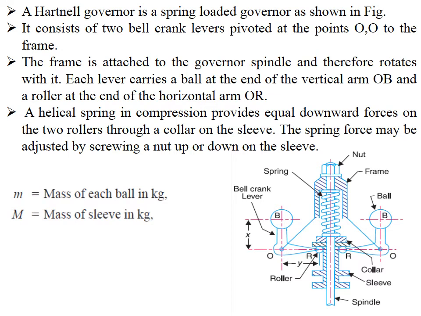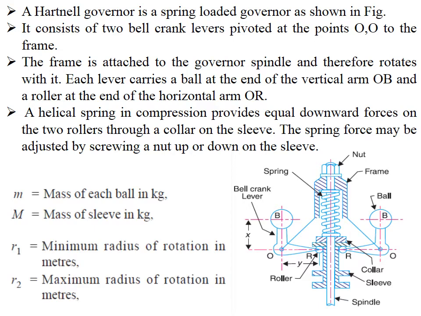So what do you mean by small m? Small m is the mass of each ball, that is a governor ball, in terms of kg. Now what is capital M? Capital M is the mass of the sleeve, that is the central sleeve, in terms of kg. R1 is the minimum radius of rotation in meters, and R2 is the maximum radius of rotation in meters. Minimum radius of rotation for minimum position and maximum radius of rotation for maximum position, R1 and R2 respectively.